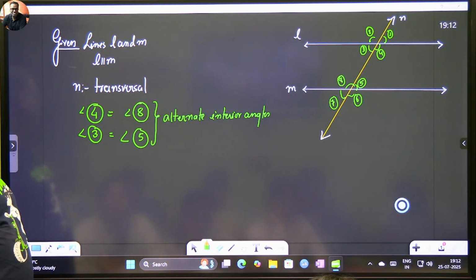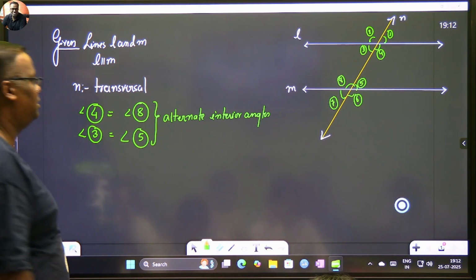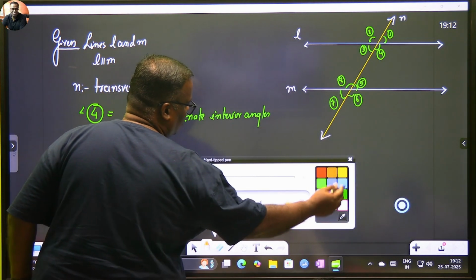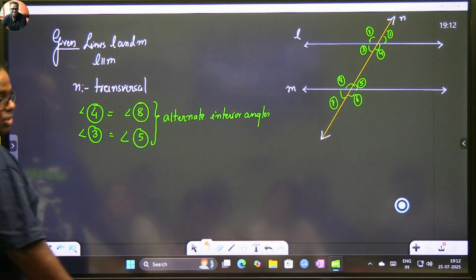Are we fine? So telepathy over? Any other coded language you have? We'll talk about the interesting talk once the class is over. For now, let's concentrate on geometry.